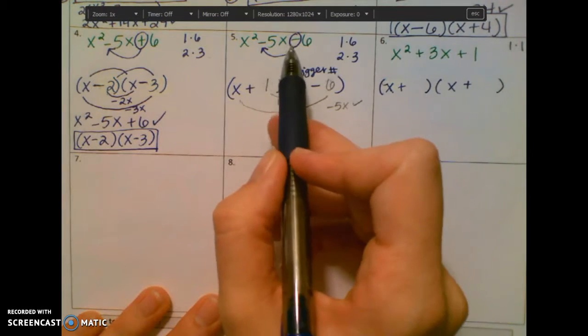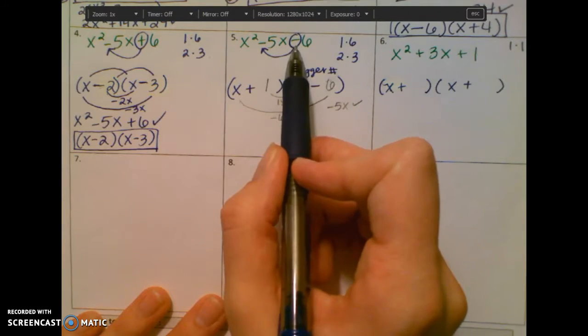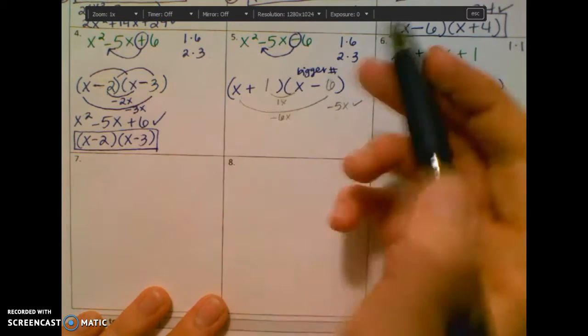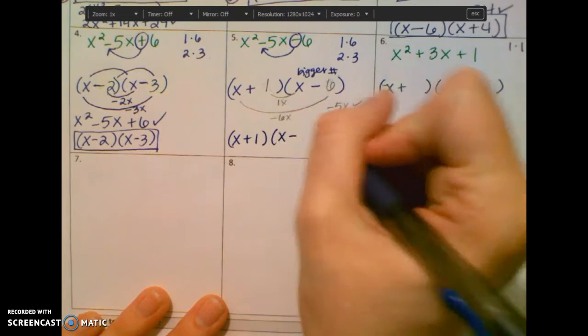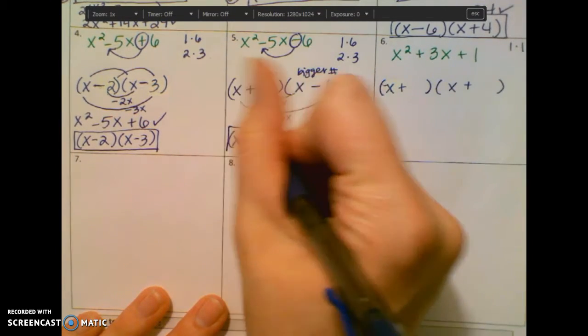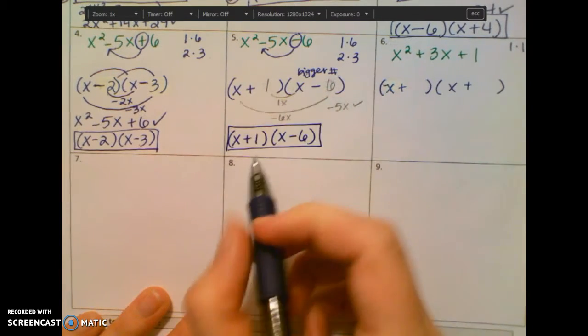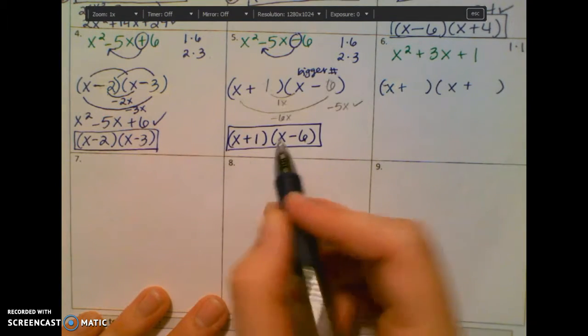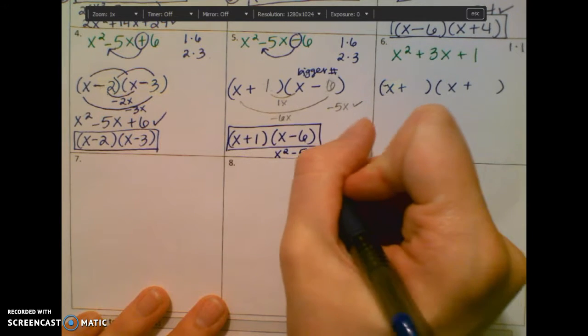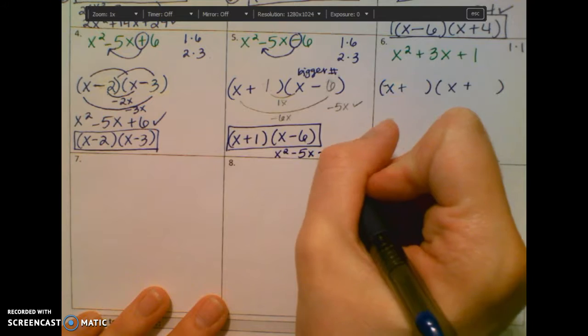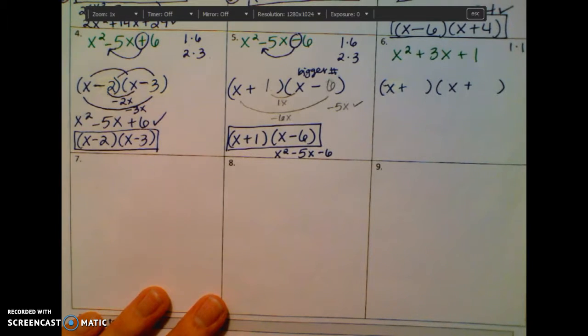So even though these look very similar, this one sign difference here makes a huge difference because we end up with x plus 1, x minus 6. And again, we can multiply that out and see that x times x gives us x squared. We know the middle will get -5x, and 1 times 6 gives us -6.